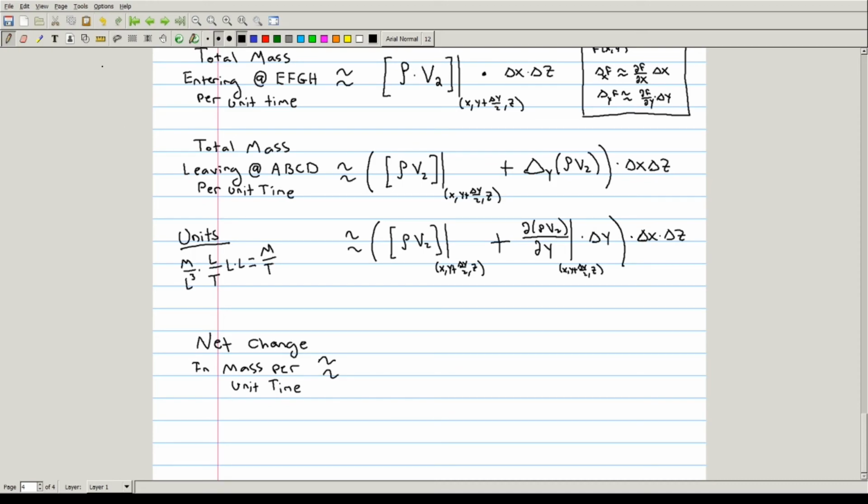So the net change in mass, and this should say also along y here, along y per unit time is approximately equal to, when we do the subtraction, the y partial derivative of rho times v2 evaluated at the point x, y plus delta y over 2, z times delta x, delta y, delta z.